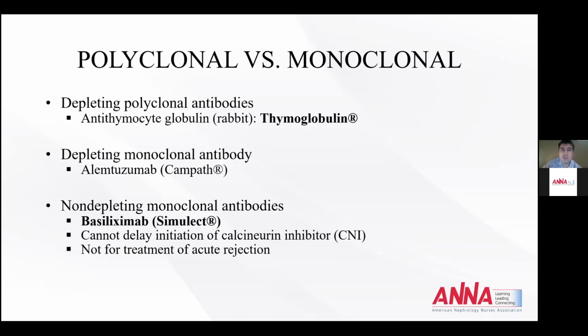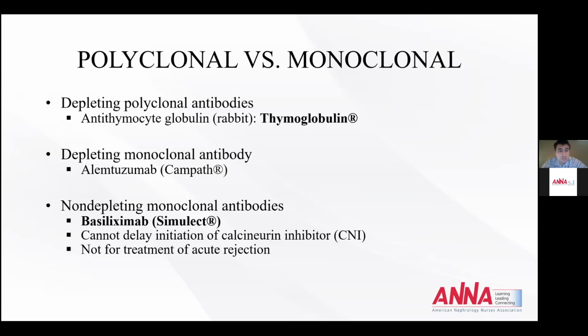So there are two types of induction therapy. There's polyclonal and monoclonal. And they are depleting polyclonal antibodies. The most common one is thymoglobulin. And how they form this medication is they actually used a rabbit thymus to create the medication. So they pull it from and derive it from a rabbit, a little bunny. Its thymus, and that's where thymoglobulin comes from.